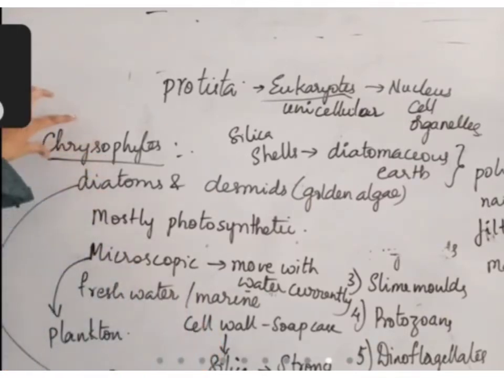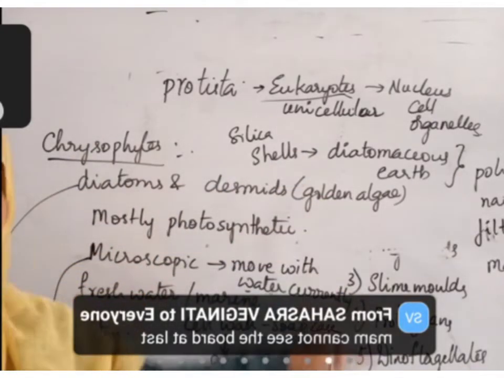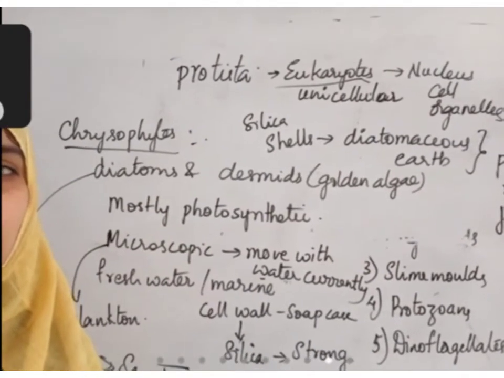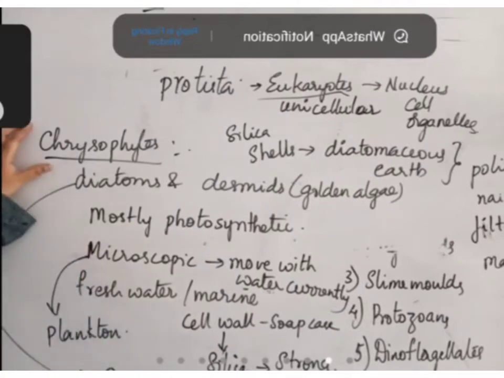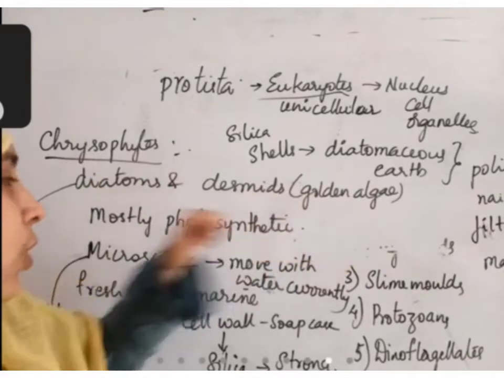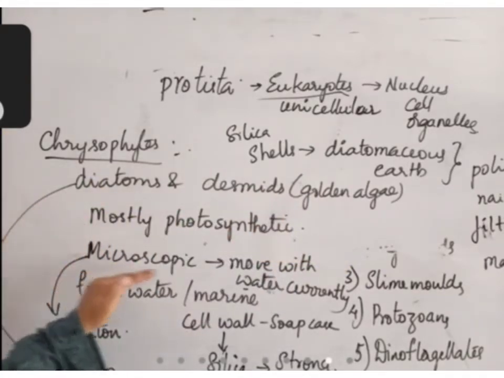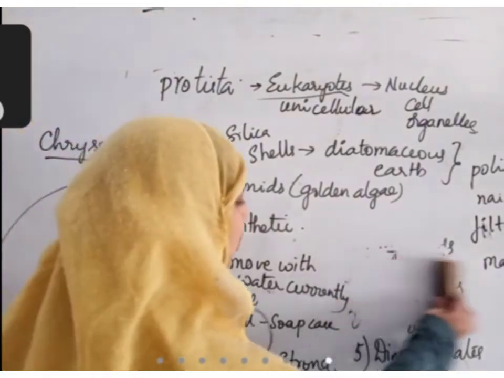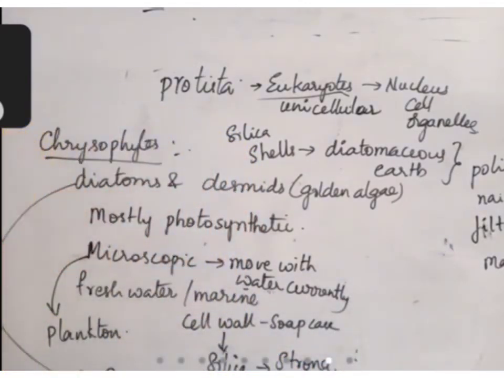So Chrysophytes consist of diatoms and desmids, which is golden algae. Can't see the board at last. When I am saying, I'll shift, don't worry. So this is Chrysophytes, which includes diatoms and desmids, which is golden algae. They are mostly photosynthetic, and they are microscopic. Since they are microscopic, they can easily move with water currents. These are called plankton. They are a good food source.